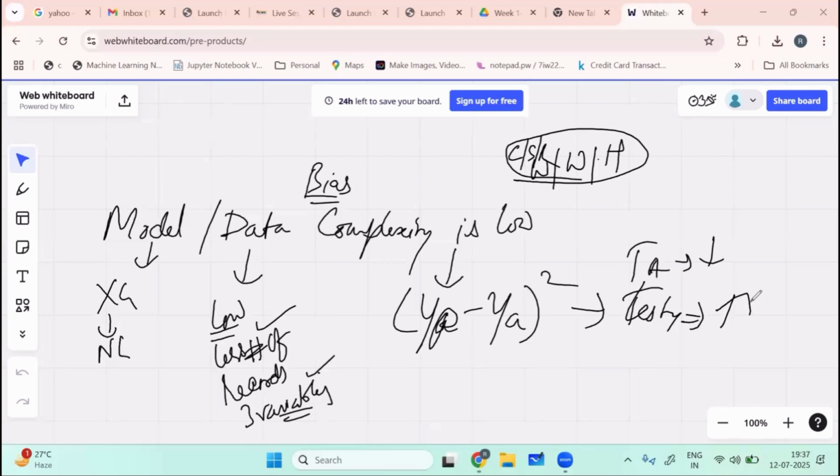So in short, are we clear? Please confirm any doubt till here. Very quick. How is testing accuracy high? Yes. Because when we trained, the accuracy was low, right?